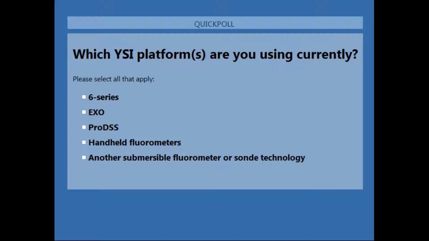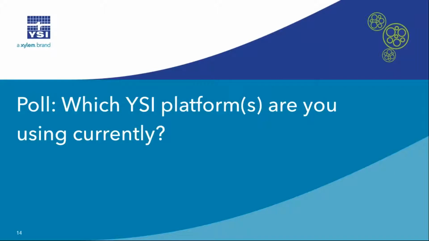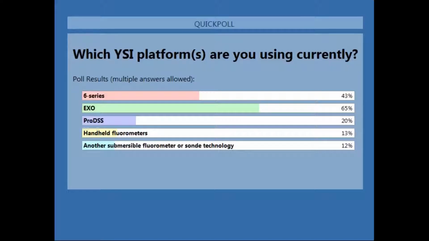All right, almost everybody's had a chance to respond. Just a couple more seconds. All right, so let's have a look at these results. Well, Stephanie, it looks like a healthy majority of the people here are using EXO systems, about 2/3. We also still have a good amount of folks that are using the 6 series instruments, about 43% it looks like. Another percentage there, it looks like 12% are using some other fluorometer or other sonde technology. So heavy amount of EXO, heavy amount of 6 series right now.